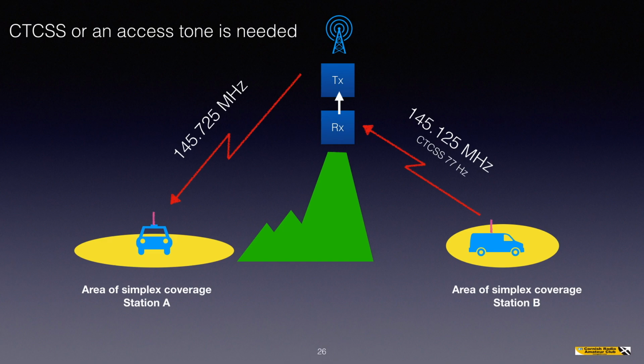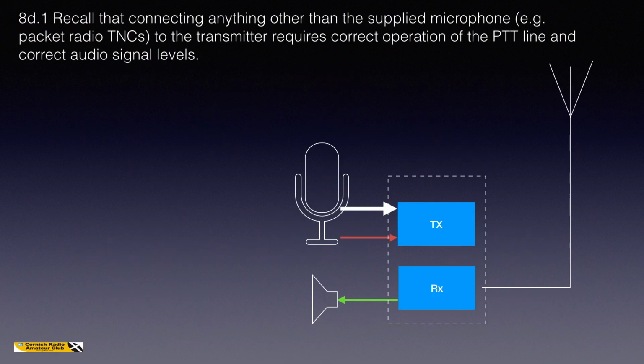Right, so that's pretty much it on repeaters. Let's move on to another syllabus item. It says, recall that connecting anything other than the supplied microphone, e.g. packet radio TNCs, terminal node controllers, to the transmitter requires correct operation of the PTT, push-to-talk, line, and correct audio level signals.